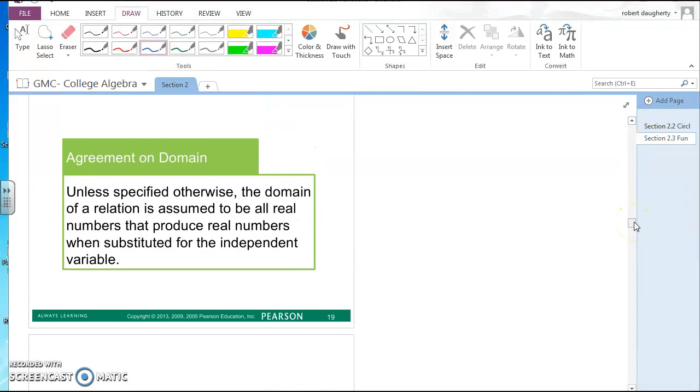Now, one agreement: unless we specify otherwise, the domain of a function, of a relation, is going to be all real numbers, okay? So unless I tell you specifically, if I give you some kind of restriction like x + 5 or something like that, just assume its domain is -infinity to infinity.